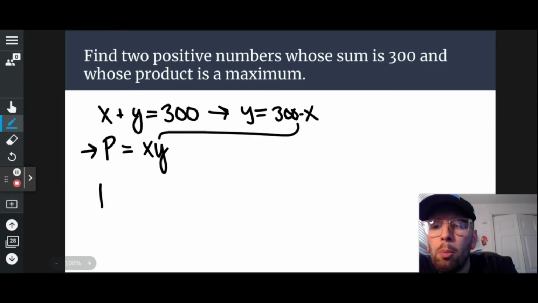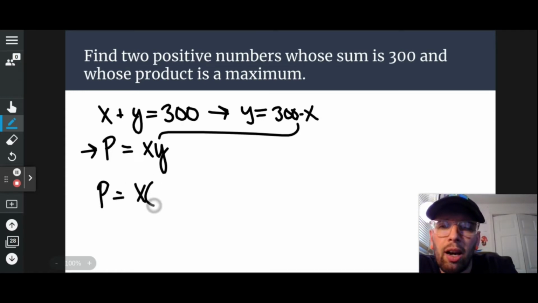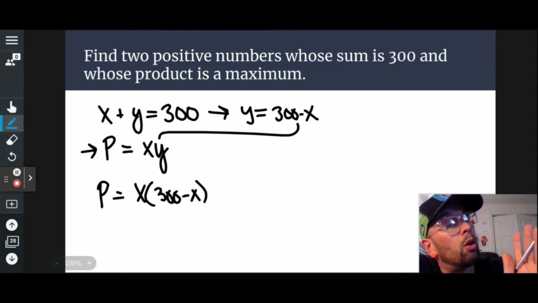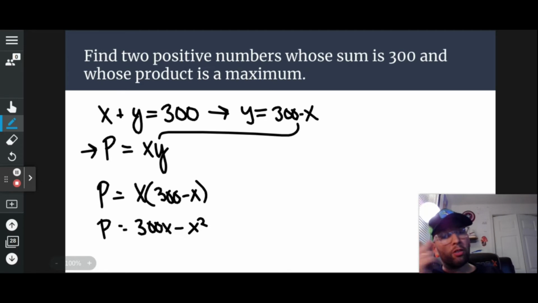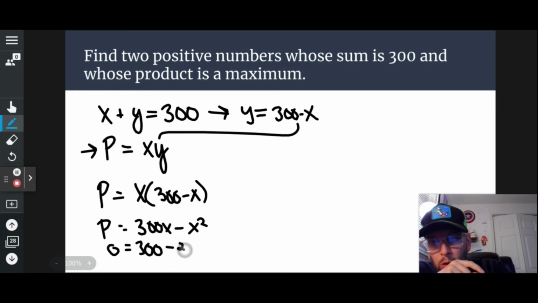So I am to maximize my product, which is x times 300 minus x, also known as 300x minus x squared. The way I maximize it is I first have to find the critical points. So set that equal to 0 and take the derivative. So I now have 300 minus 2x.